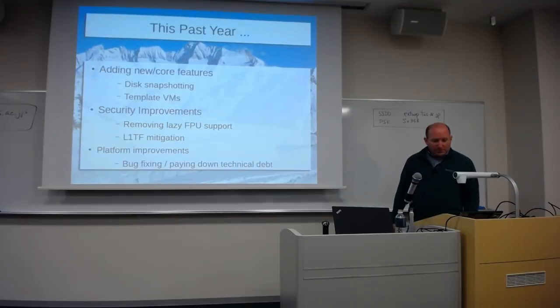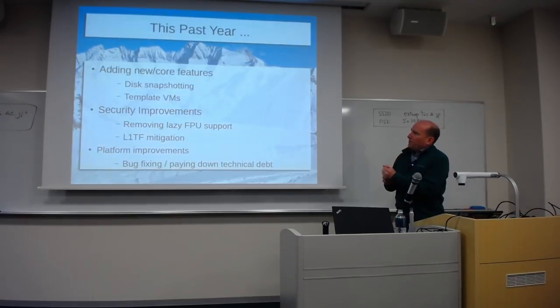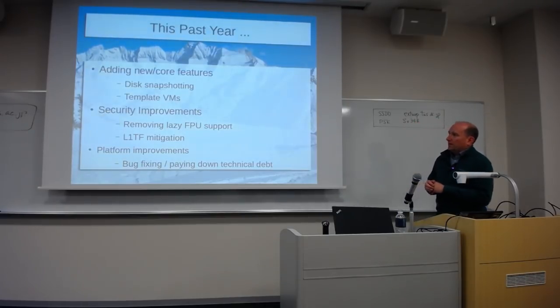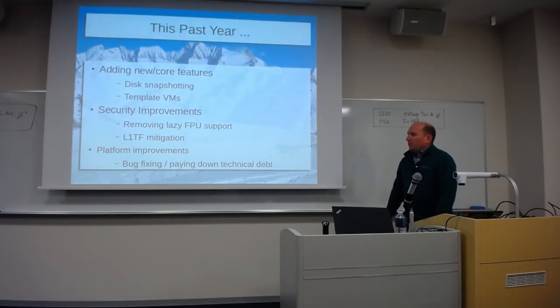So what did we do this year? New core features that we added, some new platform enhancements, some security improvements, some other things. I'll talk about each of these in more detail. Disk snapshotting and QCOW2 support for the disks in VMD. Template VMs, which is a simple way of inheriting VM settings from a parent to a child. Security improvements, a bunch of stuff that we'll talk about in a few minutes. And platform improvements, paying down technical debt and bug fixing, which I think every year in the what are we planning for this year slide, it always is let's do bug fixing.